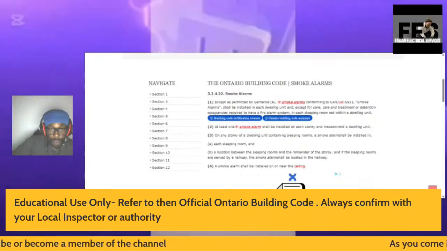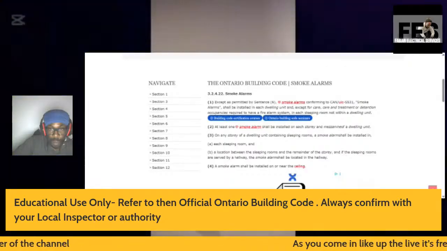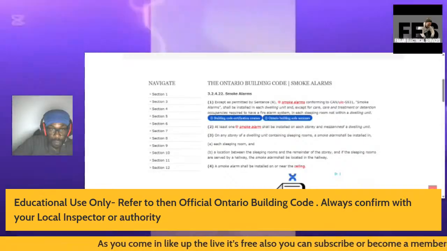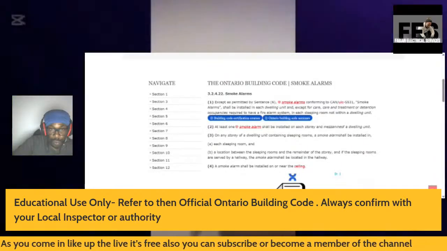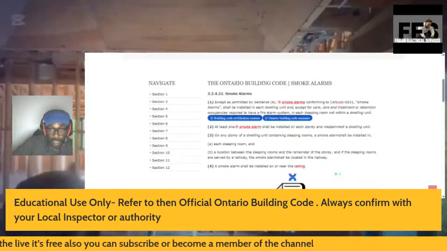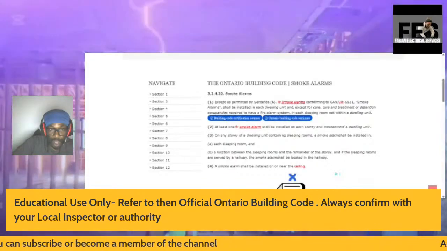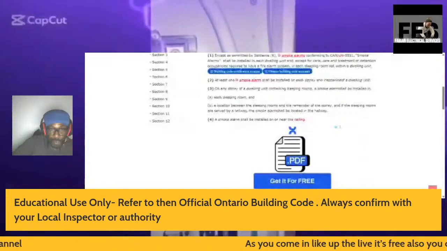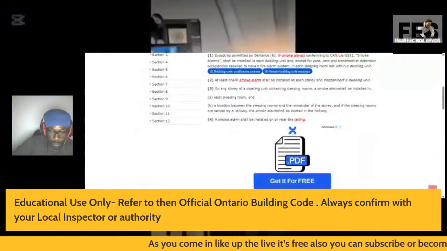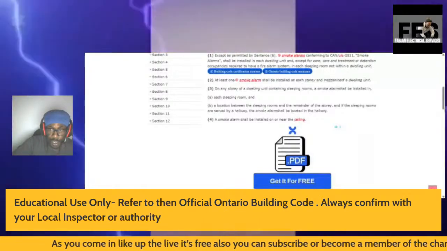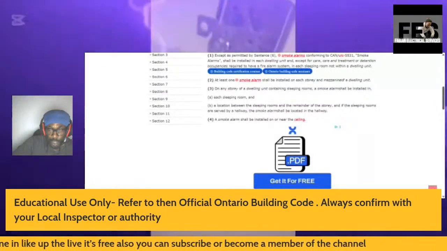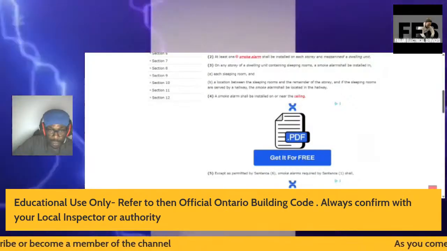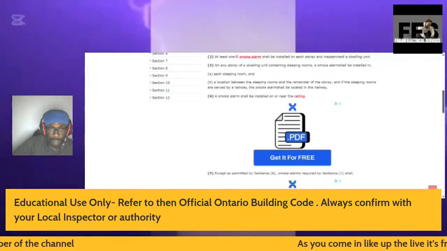In a dwelling unit containing sleeping rooms, a smoke alarm shall be installed in each sleeping room and in a location between the sleeping rooms and the remainder of the storey, and if the sleeping rooms are served by a hallway, the smoke alarm shall be located in the hallway. A smoke alarm shall be installed on or near the ceiling. So again, on or near the ceiling, there's a little rule there where you can actually install the smoke alarm a little bit below the ceiling, but it has to be within the distance that's given.